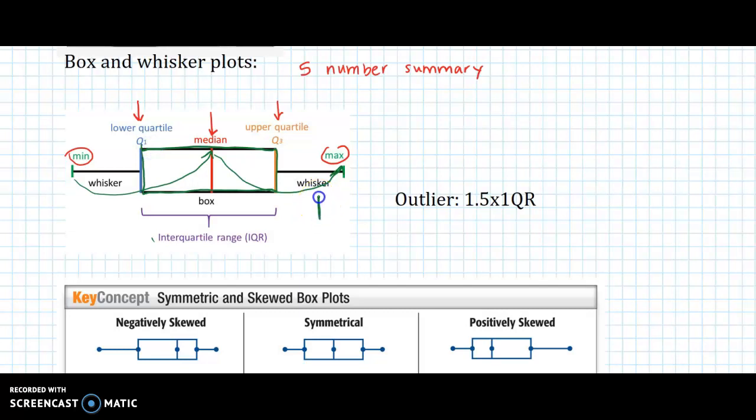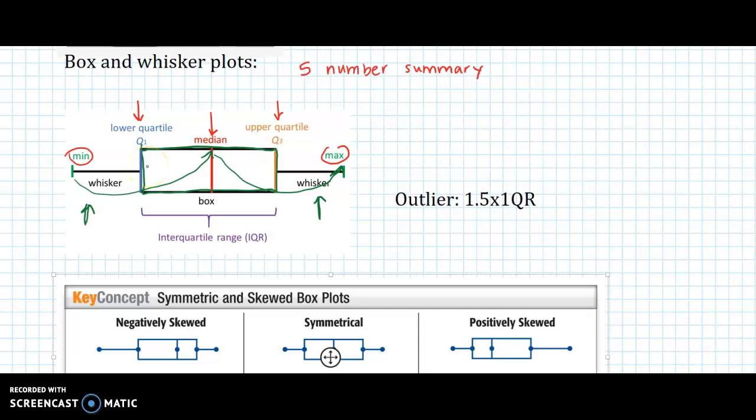Your whiskers connect your box to your minimum and your box to your maximum. Then we have what's known as the interquartile range, which is basically how long is your box. So the distance between your lower quartile and your upper quartile.